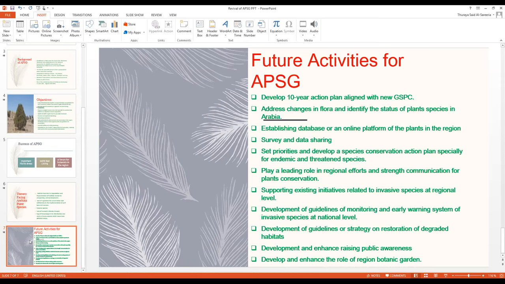The group also will play a vital leading role in the regional efforts and strengthen communication and networking for plant conservation, supporting existing initiatives which already exist related to invasive species at the regional level. Also, the guidelines for monitoring will be developed, and an early warning system for invasive species at the national level. Development of guidelines or strategy on the restoration of degraded habitats, development and enhancement, raising public awareness. This is very important, to raise the public awareness about the importance of the plants, their status, and how we can all work together in conserving the plants, and develop and enhance the role of the regional botanic gardens.